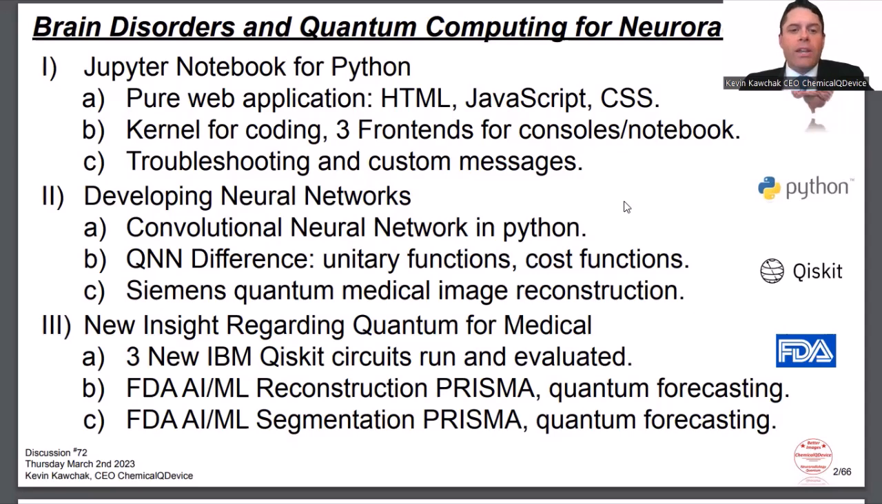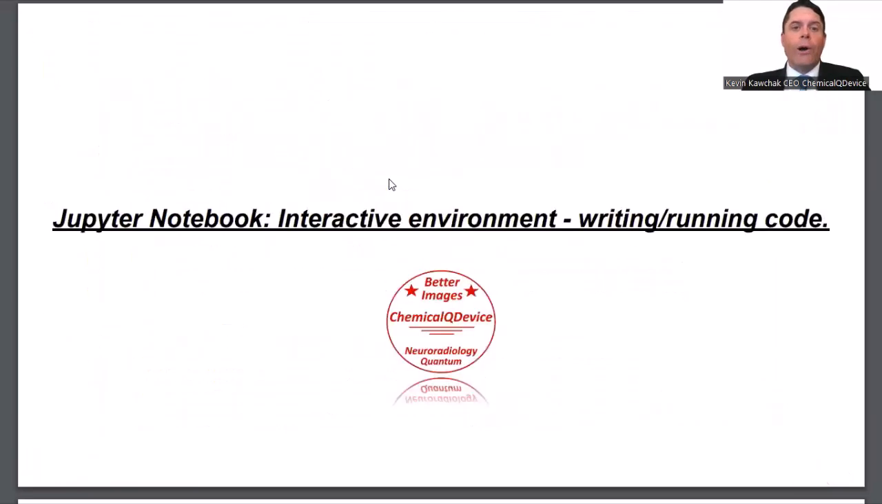Now, the new insight with this is basically, I did a previous PRISMA study and it was just 191 of these approvals that were most relevant to quantum. And now I'm further narrowing it down to reconstruction algorithms and segmentation as well.